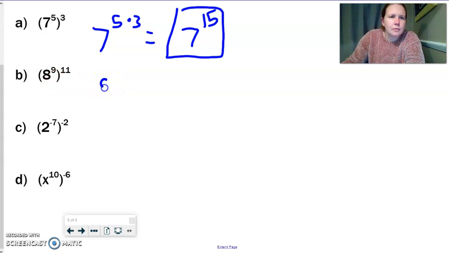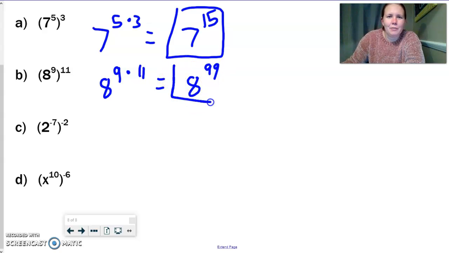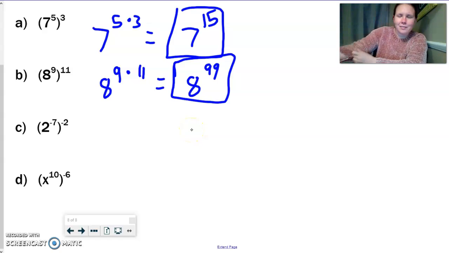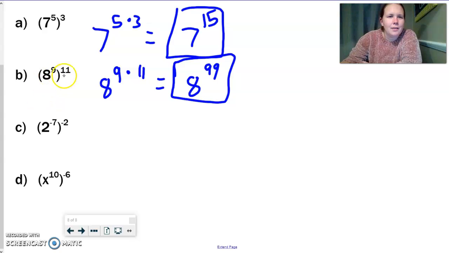Same thing with the next one. Base is 8. I have a power of 9 and a power of 11, so I'd have 9 times 11. So then I'd have 8 to the 99th. Obviously, that one's going to be a really large number. If you wanted to throw it in a calculator to see how large it is, it probably is going to give you what's called scientific notation, which we get into later because it's such a large number.